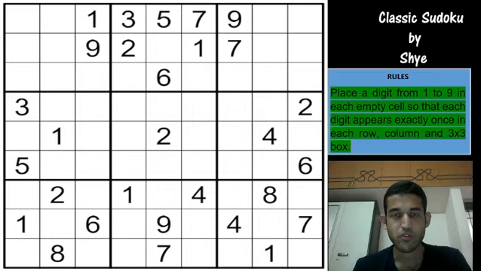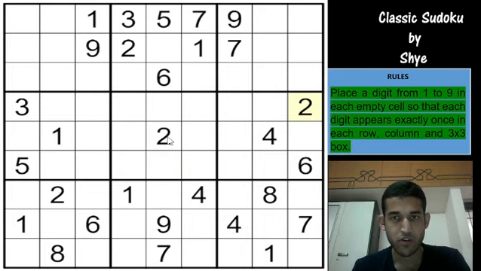Let's start the Sudoku now. Rules are normal. Each row, each column and 3 by 3 box in the grid will have digits from 1 to 9 without any repetitions. So those are the rules. Having said that, I'll start the Sudoku.